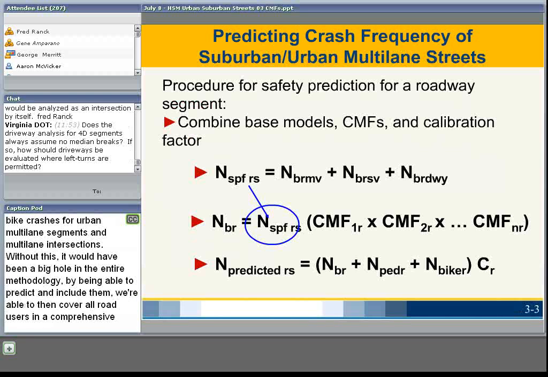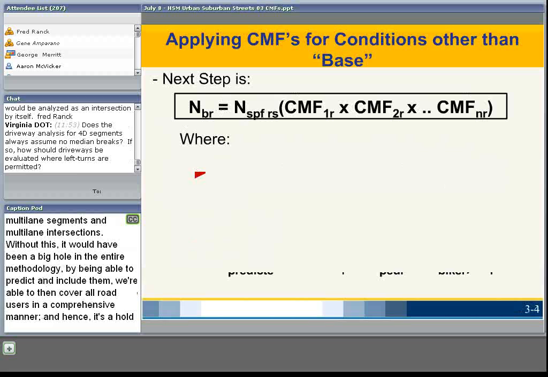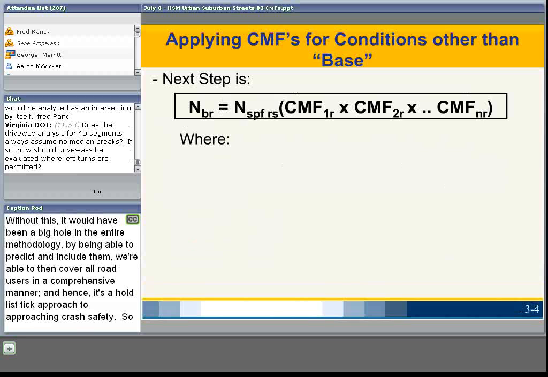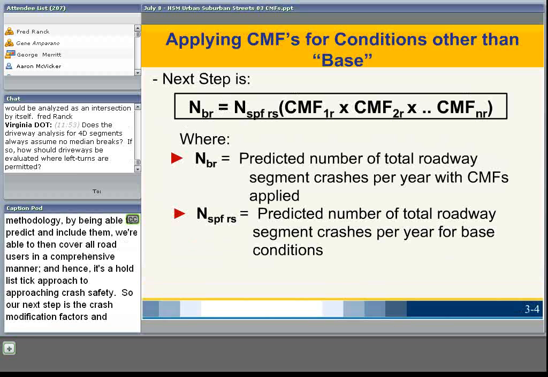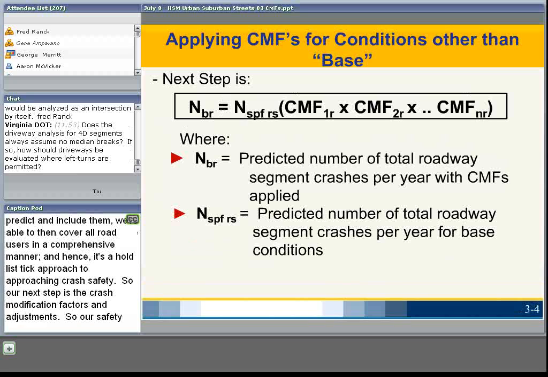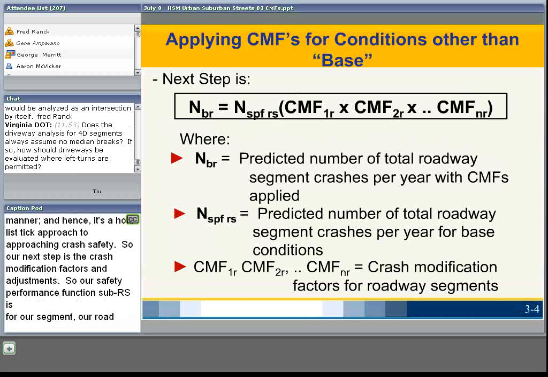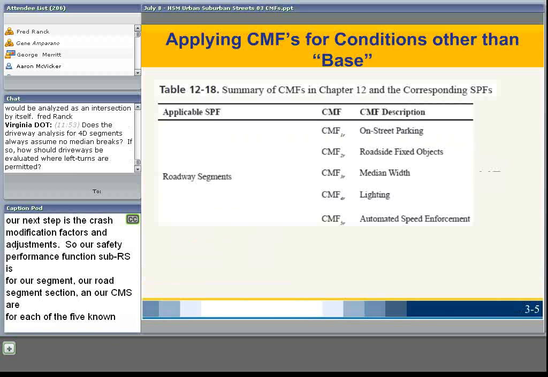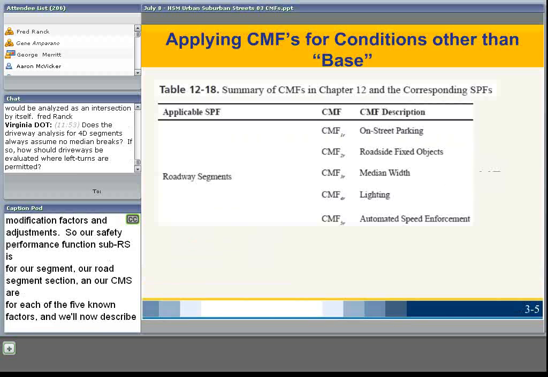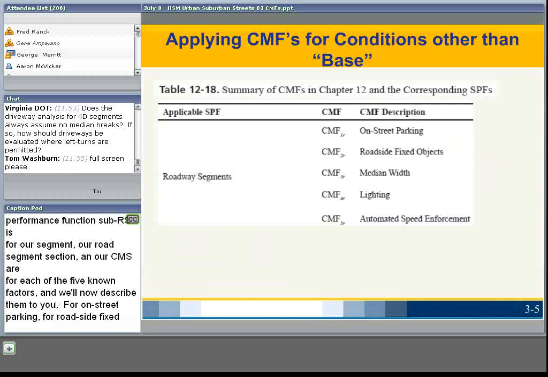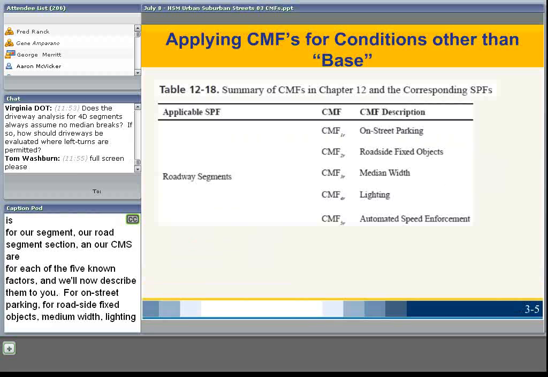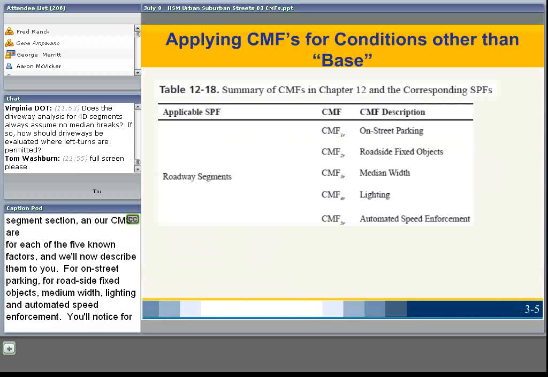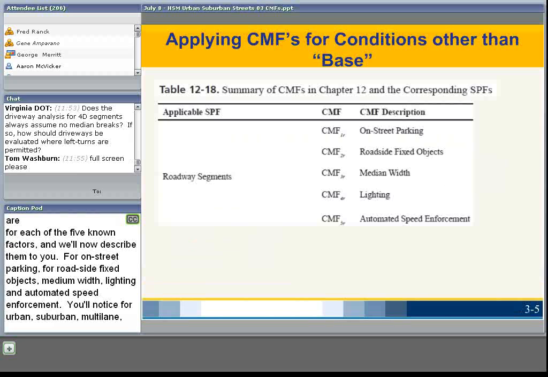And then with our predicted value, adjusted for CMFs, we can then add in the number of predicted ped crashes and bike crashes. The Highway Safety Manual rigorously and comprehensively includes prediction of ped crashes and bike crashes for urban multi-lane segments and for urban multi-lane suburban intersections. Without this, it would have been a big hole in the entire methodology. By being able to predict and include them, we're able to then cover all road users in a comprehensive manner. And hence, it's a holistic approach to predicting crash safety.